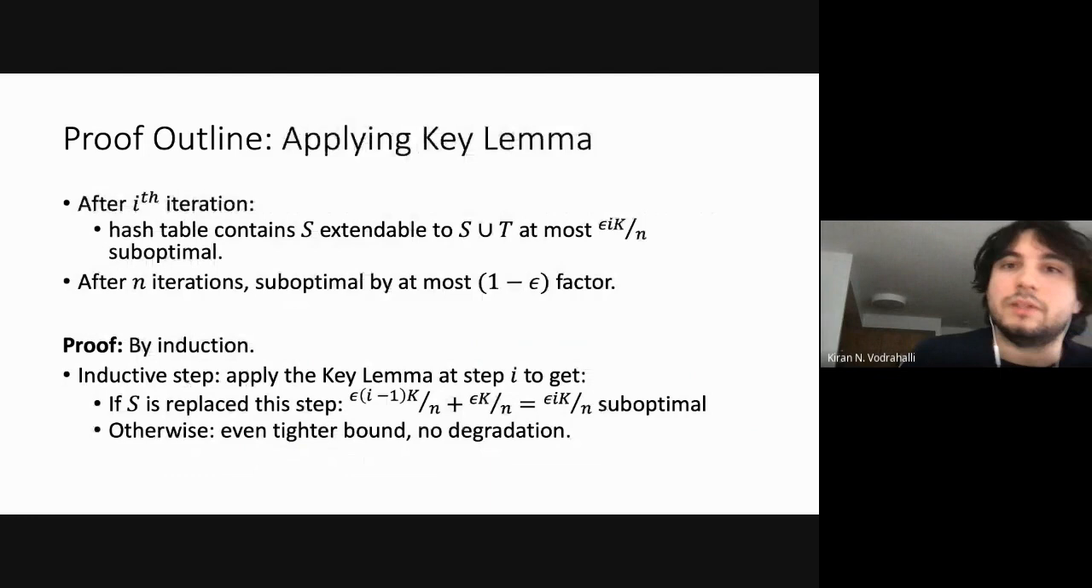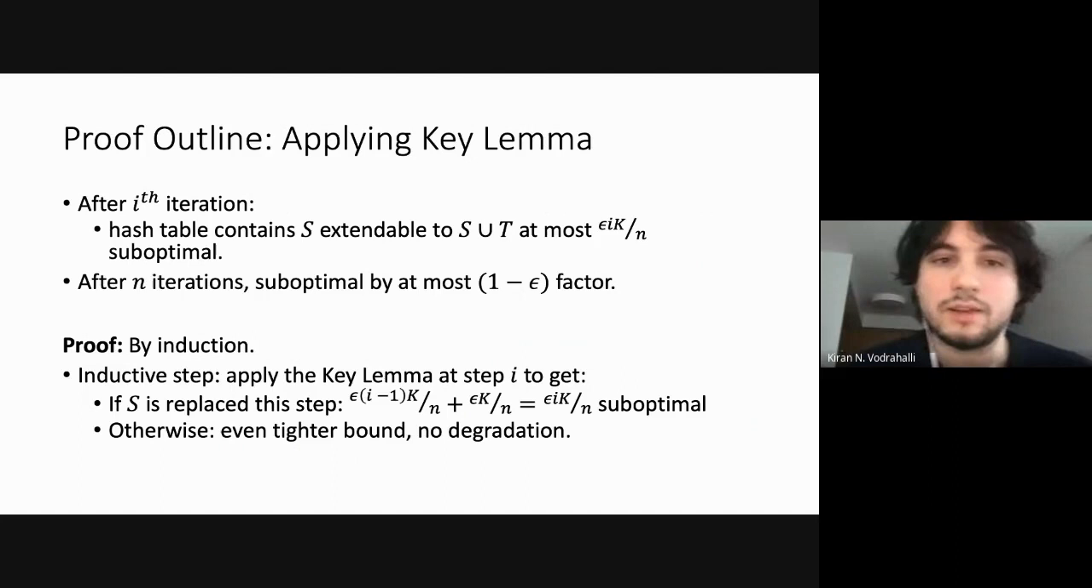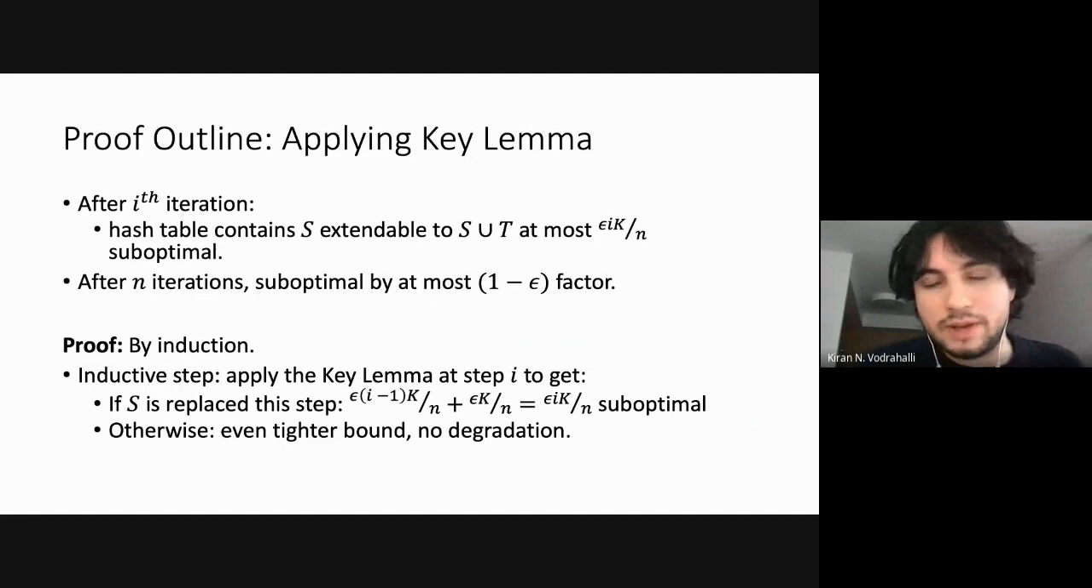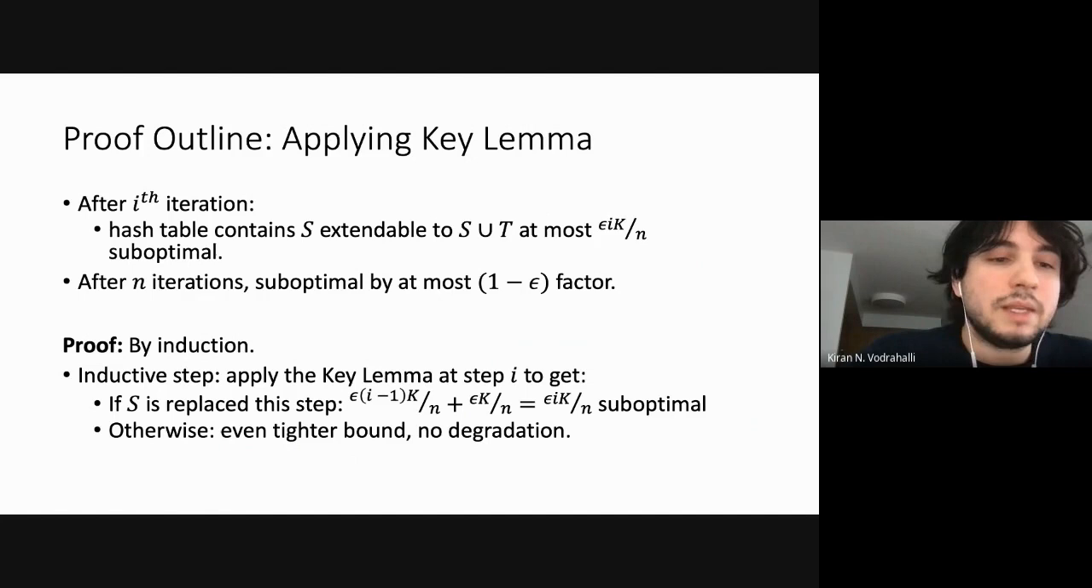And we apply this key lemma using induction. You assume after the ith iteration that the hash table contains an S extendable to an S union T, where T is again the postfix, so that it's at most epsilon ik over n suboptimal. Then after n iterations, we get our 1 minus epsilon factor. The inductive step is just to apply the key lemma at step i. There are two cases: either S is replaced, in which case you add on an extra term of epsilon k over n, and you get the desired guarantee. Otherwise, it's an even tighter bound, and there's no degradation. So it's a relatively simple argument.